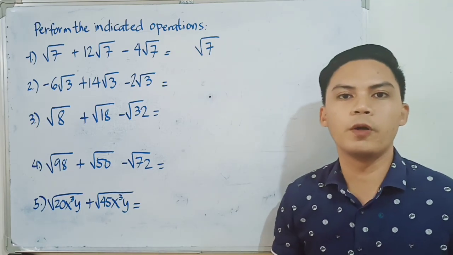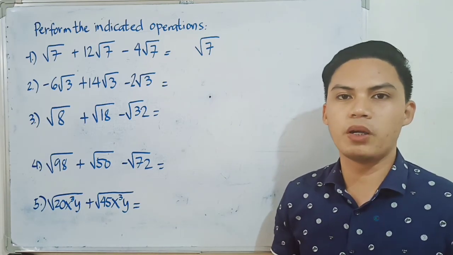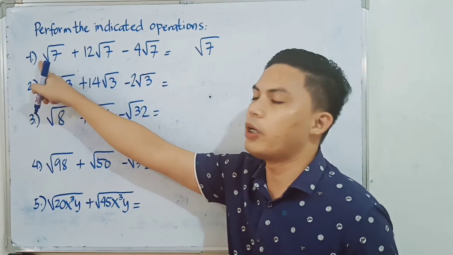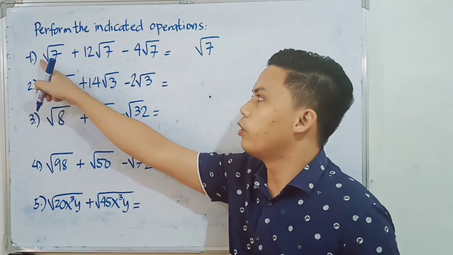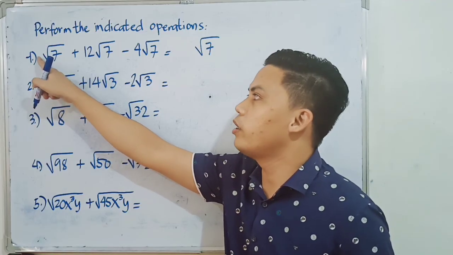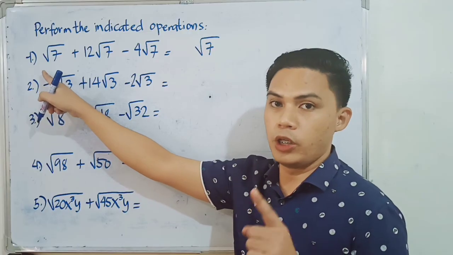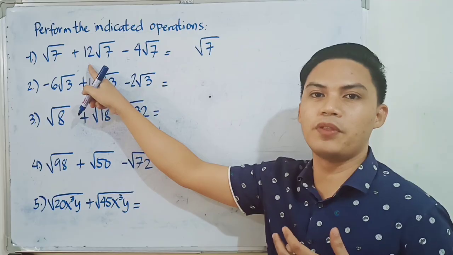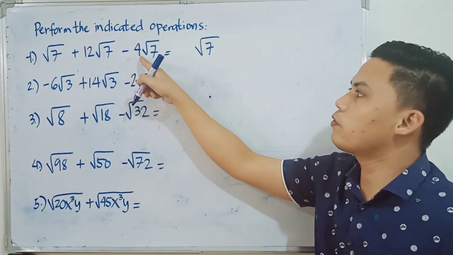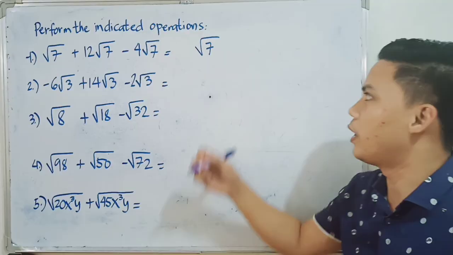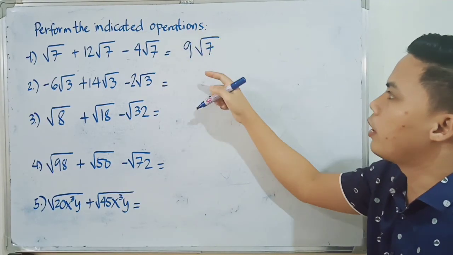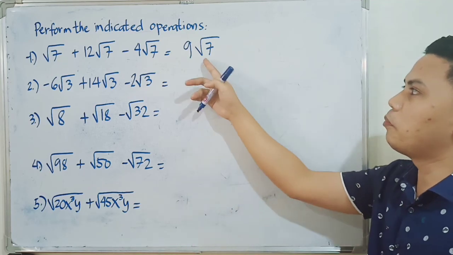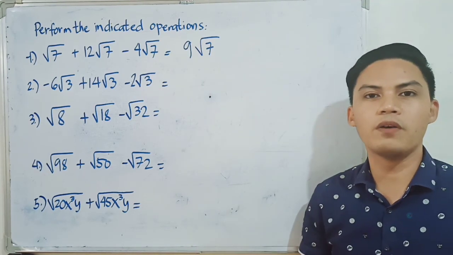Then we're going to perform the operation on our numerical coefficients. So you have negative 4, positive 12, and here it automatically has a positive 1. We no longer write the positive 1 outside the square root of 7. So it will be positive 1 plus 12, that would be equal to positive 13. 13 minus 4, that would be equal to positive 9. And we check if we can still simplify. When we can no longer simplify, this would be our final answer. 9 square root of 7.